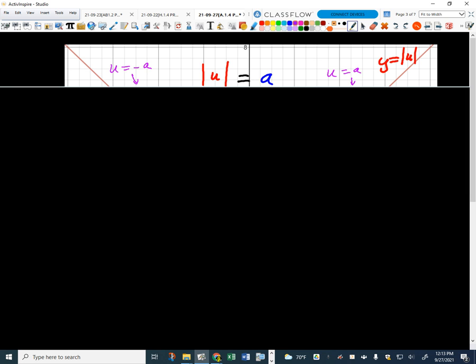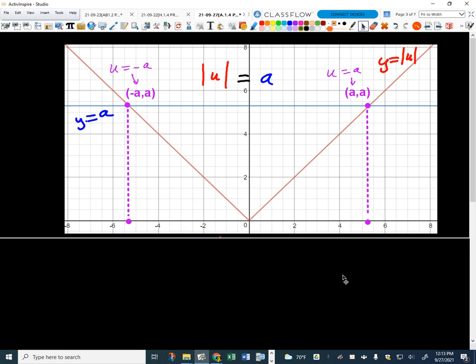Well, what is y equals the absolute value of u? What does an absolute value graph look like? We just looked at it a little bit ago. Yeah, it was a V, wasn't it? Right? It was a V shape. Okay, so there's the graph of y equals the absolute value of u. It's just a V-shaped graph, vertex at the origin, slope of 1, slope of -1, right?